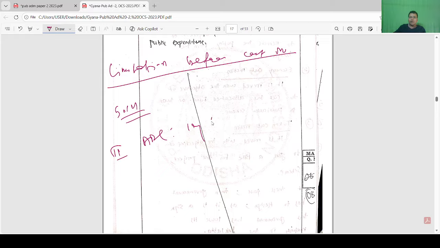Second ARC, 14th report, financial administration recommendation.